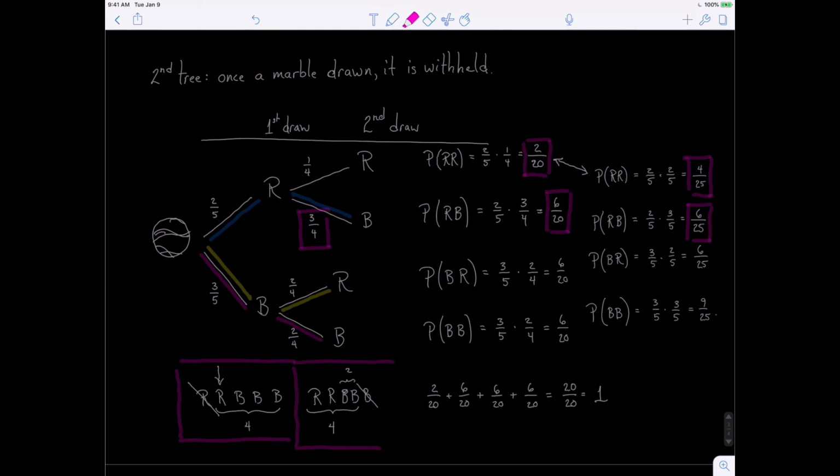Again, for dependent blue-red, it was 6 out of 20, but for independent, it's 6 out of 25. And finally, our last one was 6 out of 20 for dependent blue-blue, but 9 out of 25 for independent blue-blue. And that's how independent and dependent events can even be illustrated using weighted trees. I think you'll find that the nicer your tree, the easier it is to find the answers. Hope that helps, and thanks for watching.